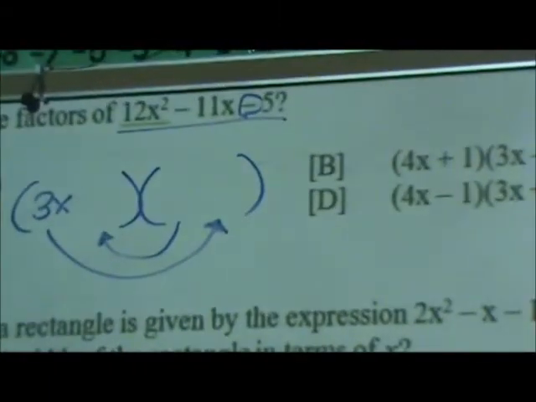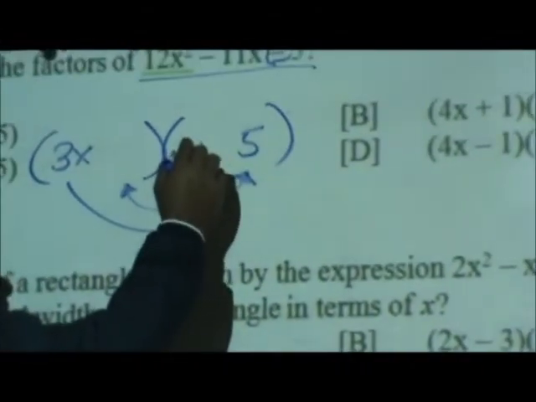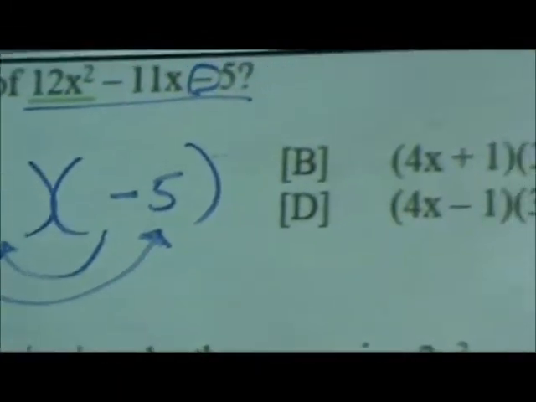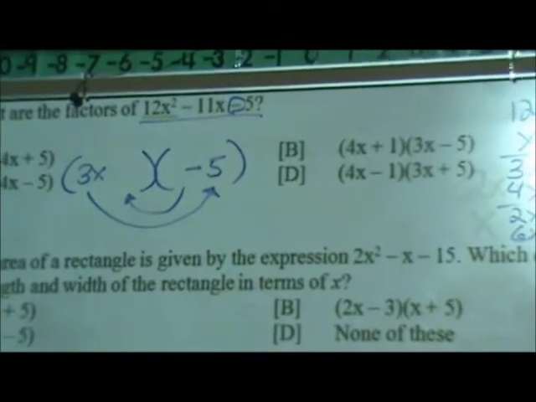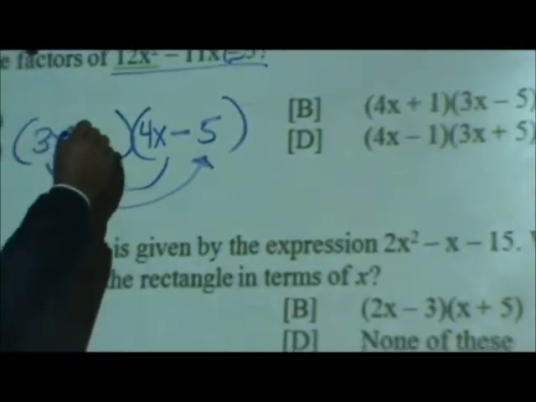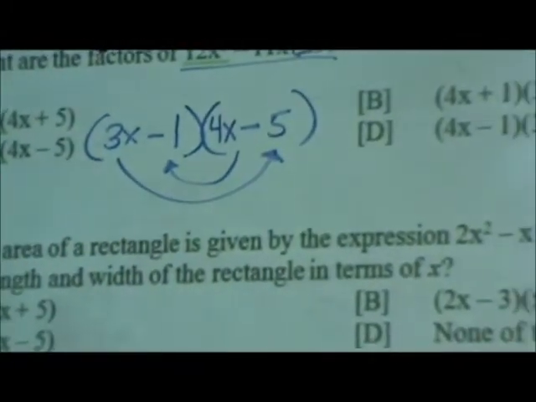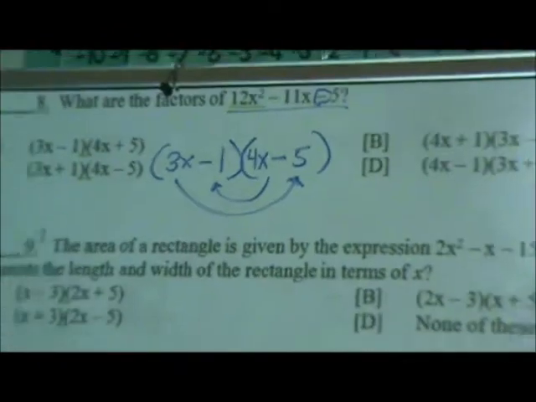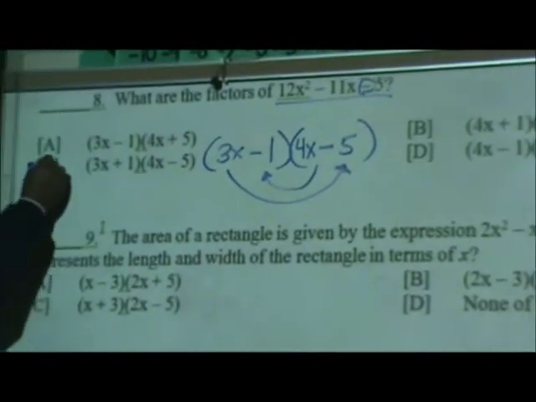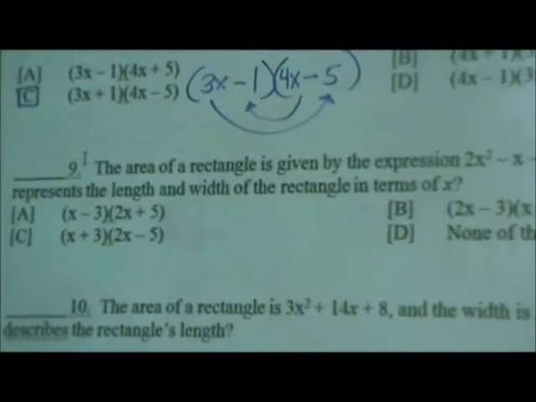We cool? So 3x is with who? 5. Positive or negative? Has to be negative, right? Because that needs to be negative 15x. Who is the 4x with? 1. Okay? With 1. So, what are the factors? Answer is C.